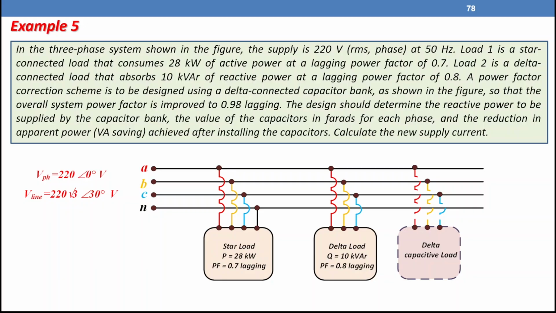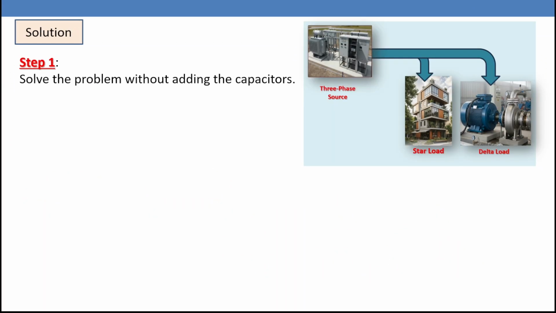So our task is to design a delta capacitive load which injects an amount of VAR to our system to improve the power factor to 0.98 lagging. So the design should determine the reactive power to be supplied by the capacitor bank, the value of the capacitors in farads, and the reduction in apparent power achieved after installing the capacitors, and we need to calculate the new supply current. So how to solve a problem like this one? We are going to solve the problem in steps.